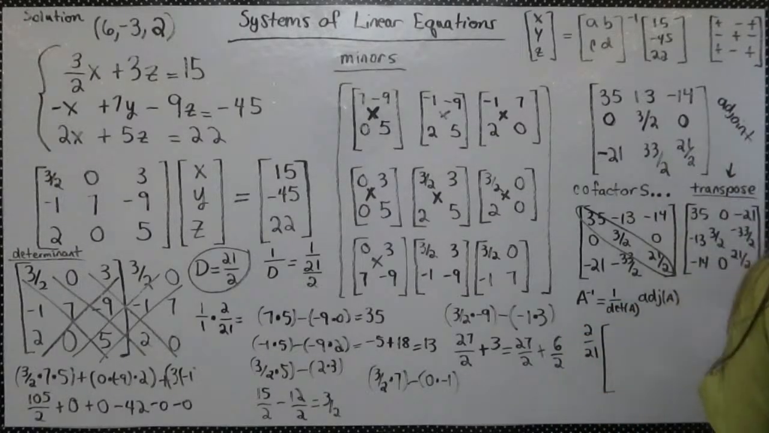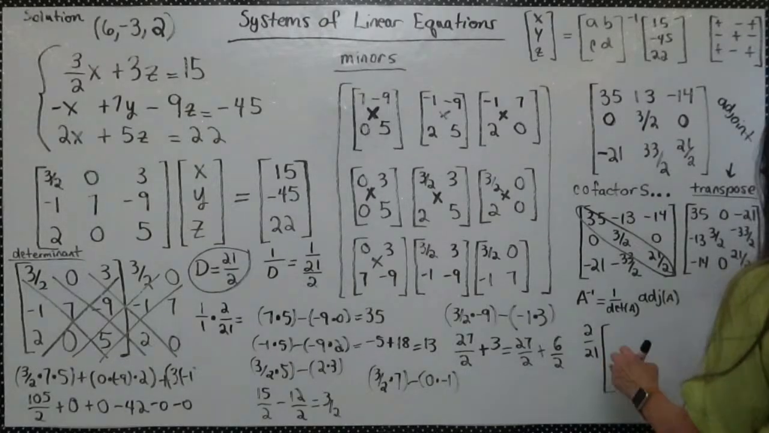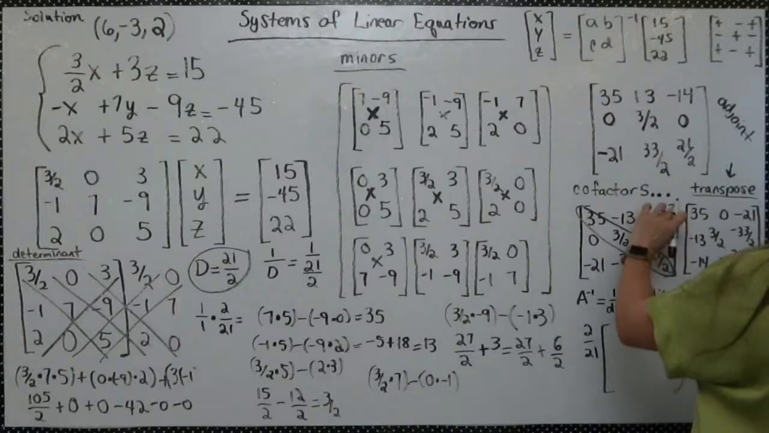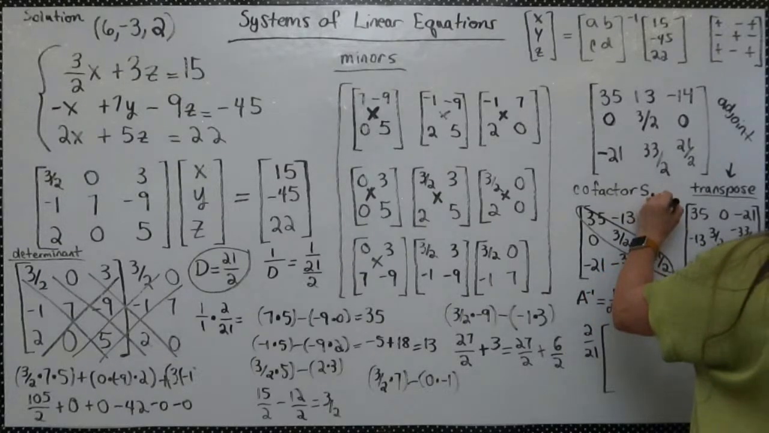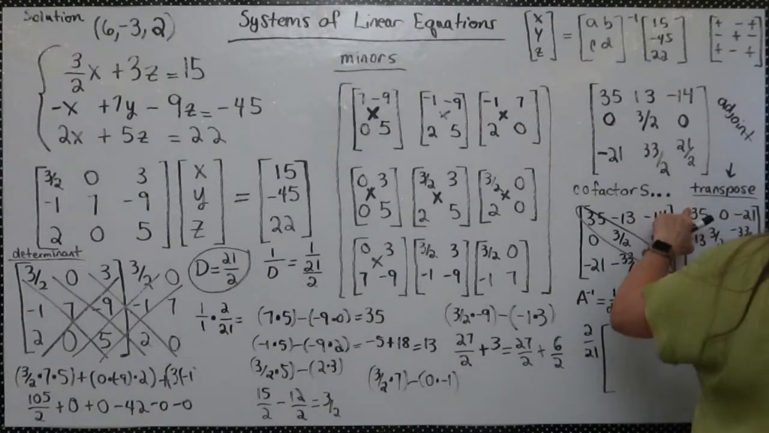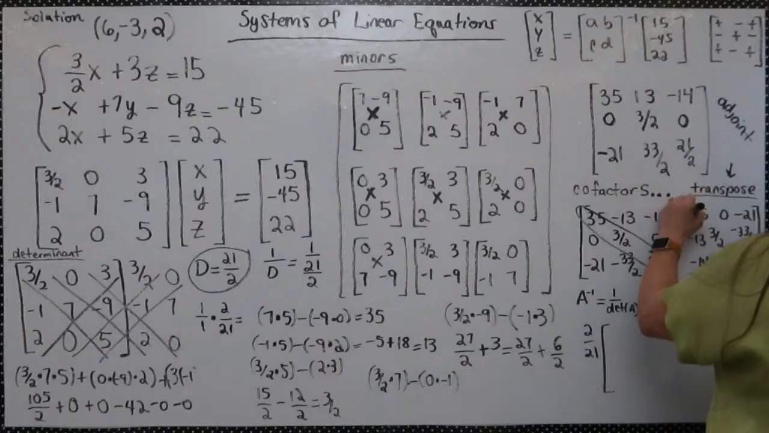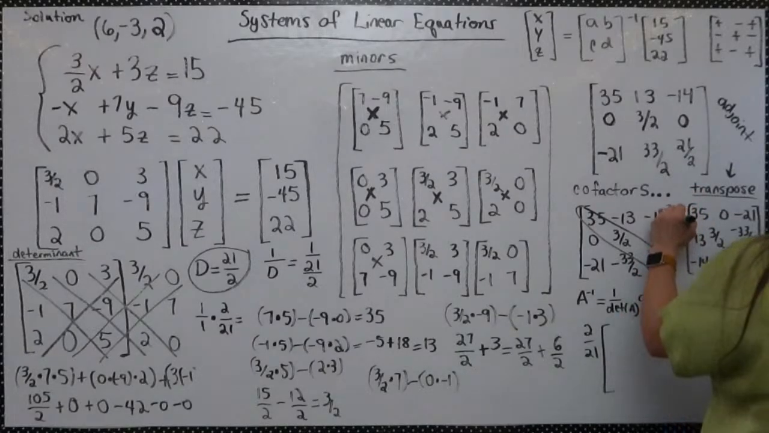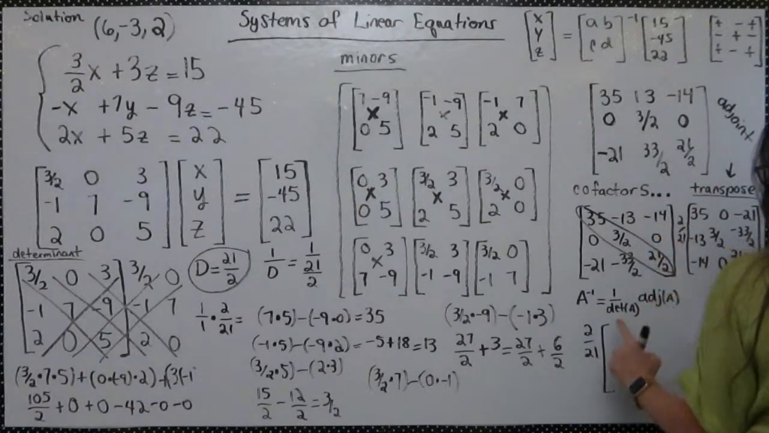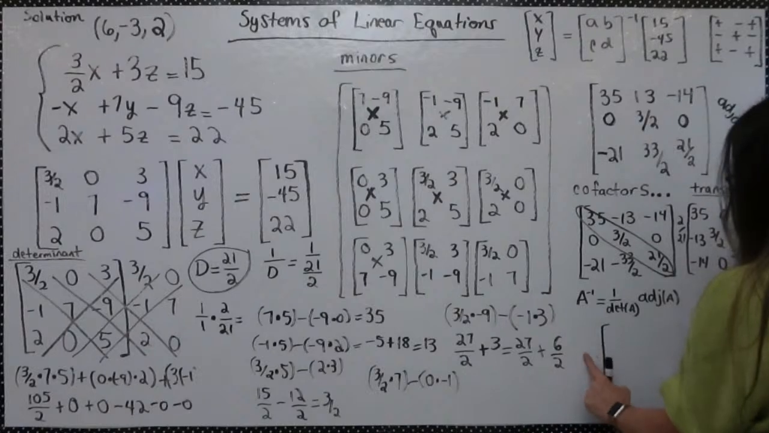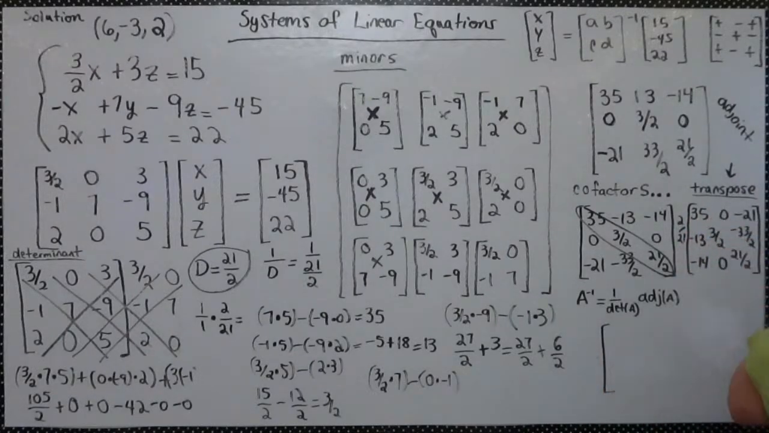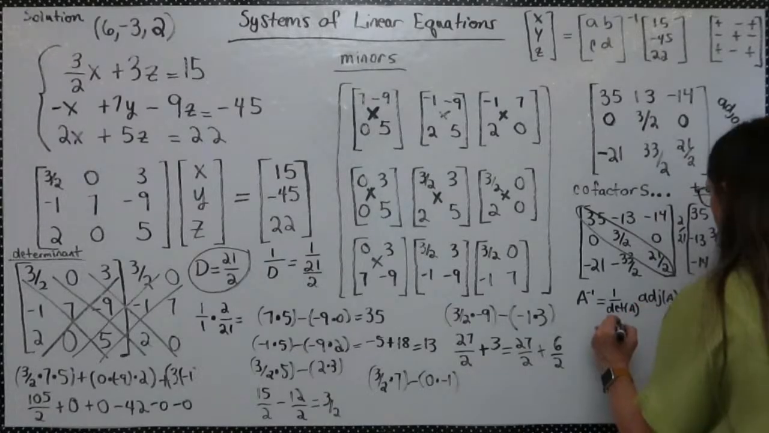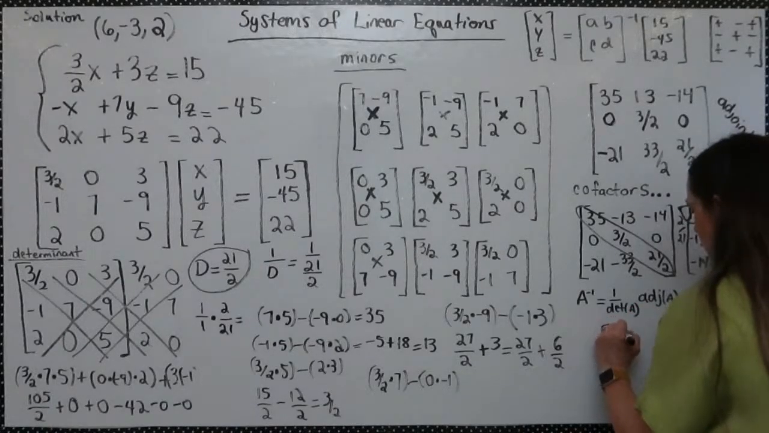And as careful as I was, I ran out of room. So we'll just try to do it really quickly. I'm going to sneak a little bit more room in here. See if I can sneak 2 over 21 here, so I don't have to put it here. And then we have 35 times 2 is 70. So we've got 70 over 21.